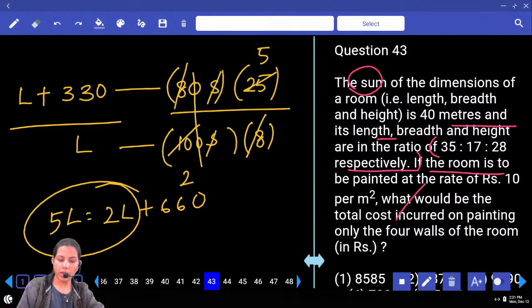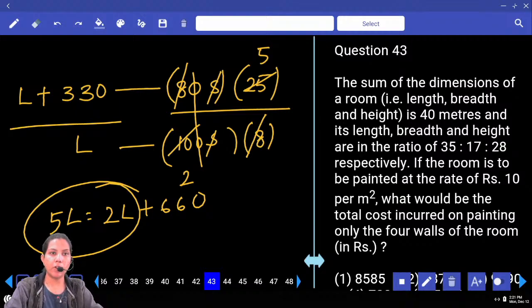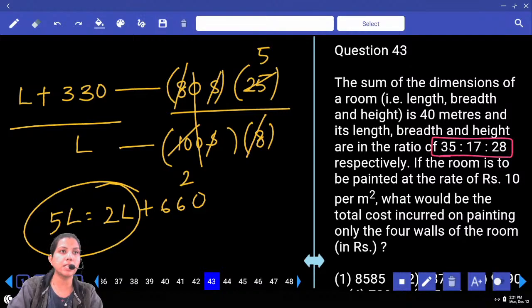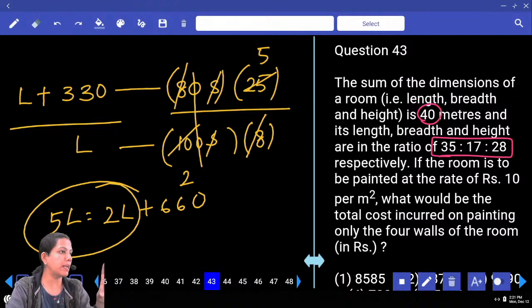Next question, number 43. The sum of the dimensions of a room, that is length, breadth and height, is 40 meters, and the length, breadth, height are in the ratio 35:17:28. 35 plus 17 plus 28 altogether is how many parts? 80. 80 parts value is equal to 40 meters, which means 1 part is equal to half a meter.